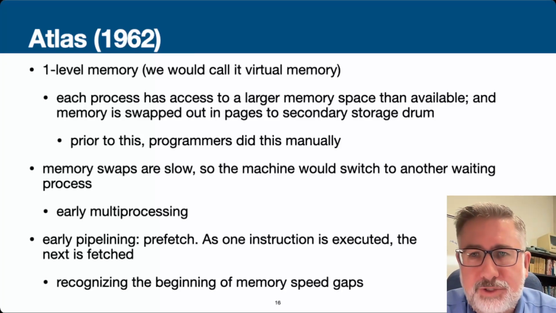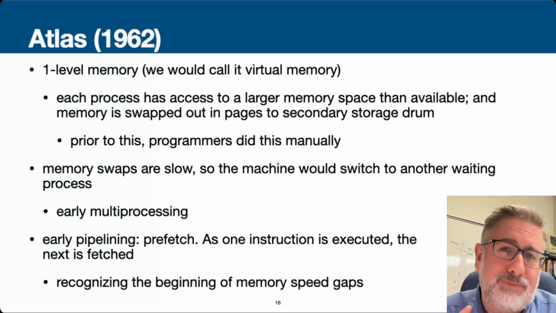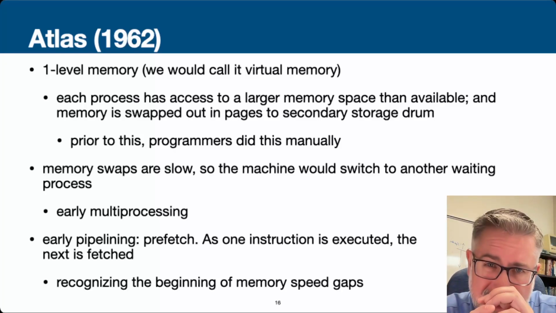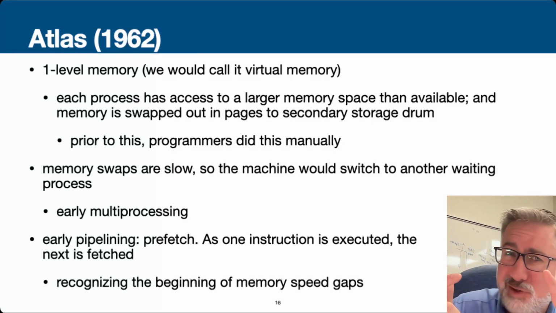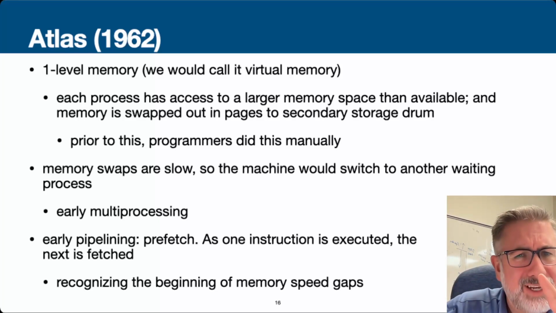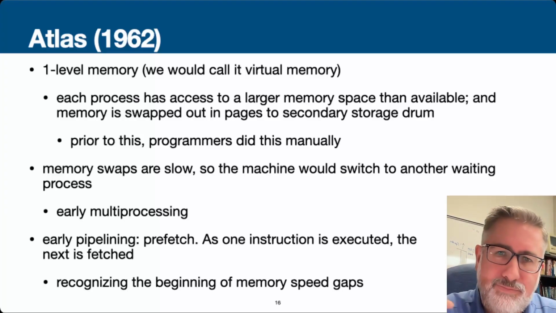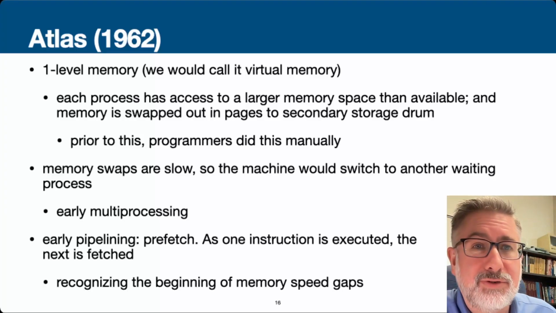Again, early multiprocessing, allowing this swapping out, and as well a little bit of early pipelining here as well. The machine would fetch an instruction and start executing it, and then the fetch hardware is not doing anything, so it would just go and get the next instruction while waiting for the instruction to complete. And today, this is what we see in pipelining, of course.